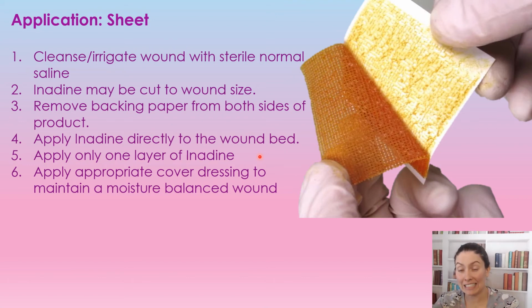Now if you find that it's sticking or getting stuck, you can use hydrogel just to make sure that it's not sticking, but most of the time it doesn't stick because it is a non-stick. And it can lift up if you just put some sterile saline on it on removal. And then you're just going to apply a cover dressing to maintain a moisture balance. So just use whatever type of cover dressing goes with the amount of exudate you're having.